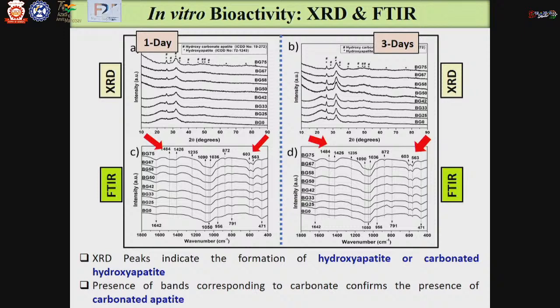Now we have done in vitro bioactivity study, which means how fast it forms the apatite layer on its surface when we study it inside a simulated body fluid in the laboratory environment.